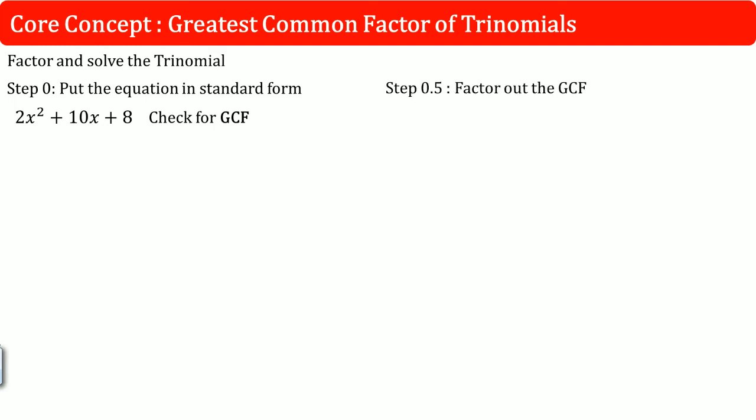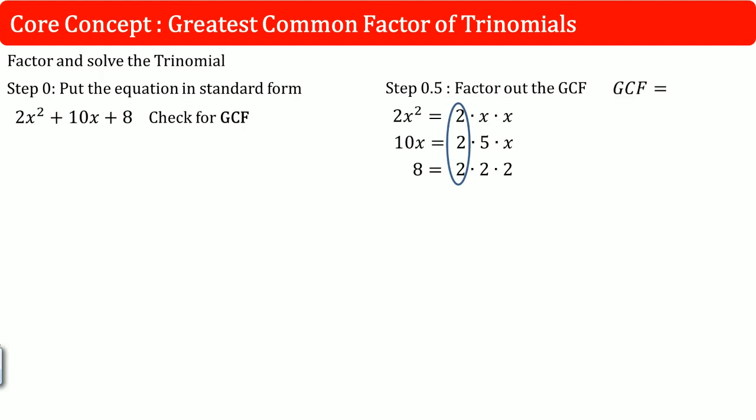The greatest common factor. 2x squared can be expanded, 10x can be expanded, and 8 can be expanded. 2x squared was expanded to 2 times x times x. 10x was expanded to 2 times 5 times x. And 8 was expanded to 2 times 2 times 2. Let's circle our like terms, which is just a pair of those 2's.